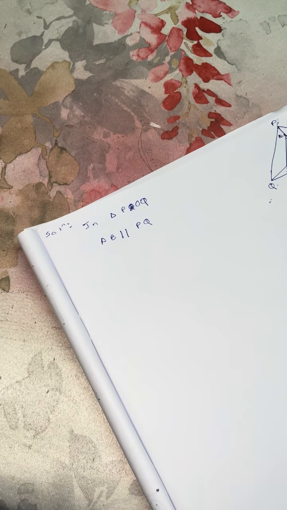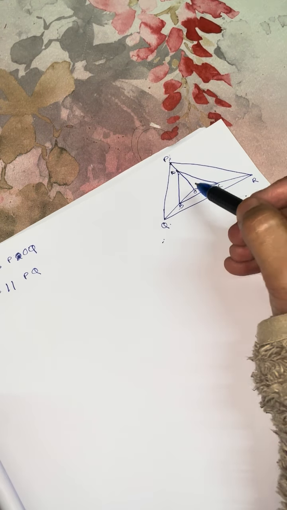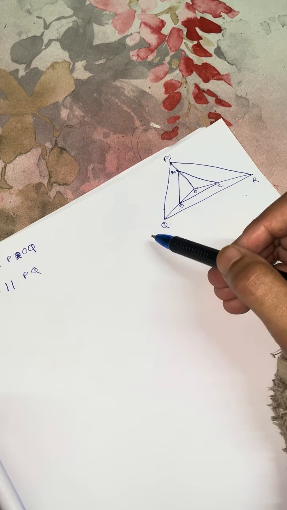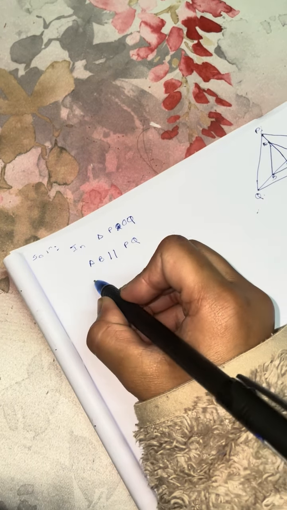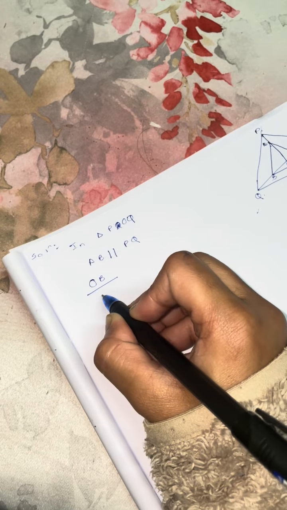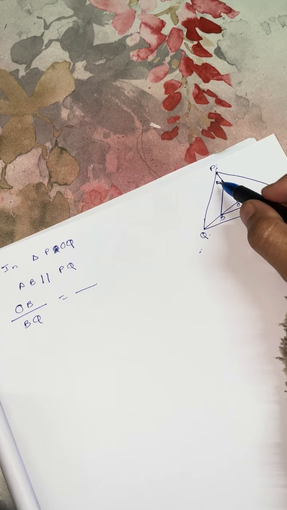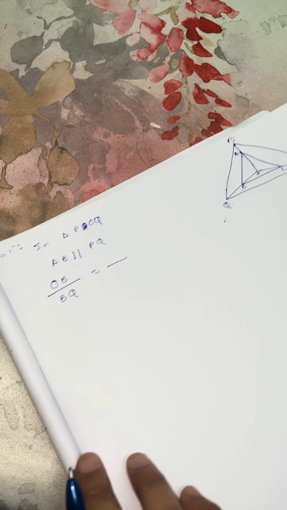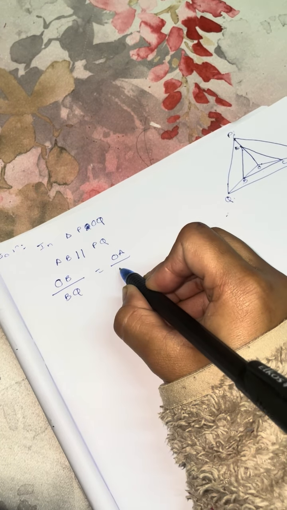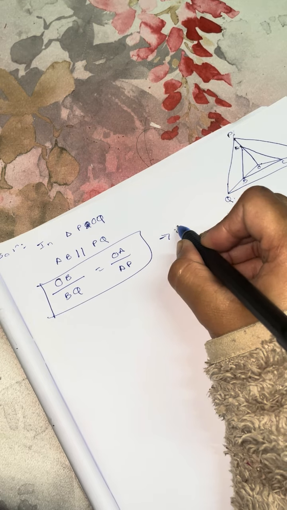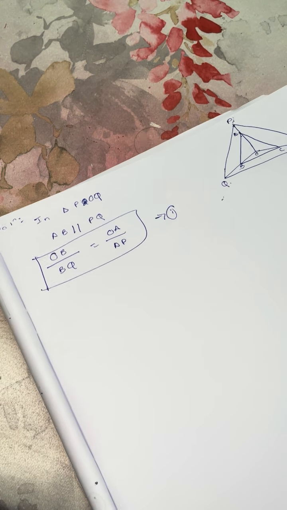Yes, we already know that. If they are parallel, can we say OB is proportional to BQ? Can I say that? Yes, definitely. OB is proportional to BQ. And OA is proportional to AP. This is equation number 1. Okay, that is equation number 1.